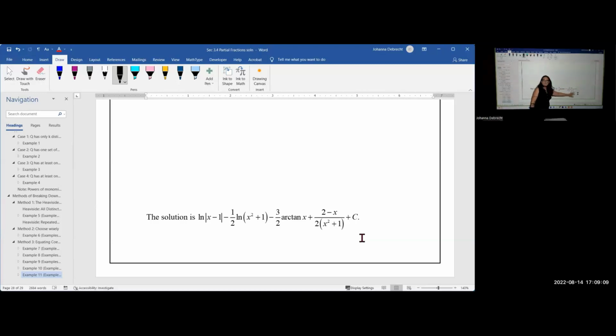You could split this into 2 fractions. There are some things you could do to simplify it a little bit or rewrite it in a different format. But this is the solution to that integration problem. It is doable, but it's certainly a lot of work.